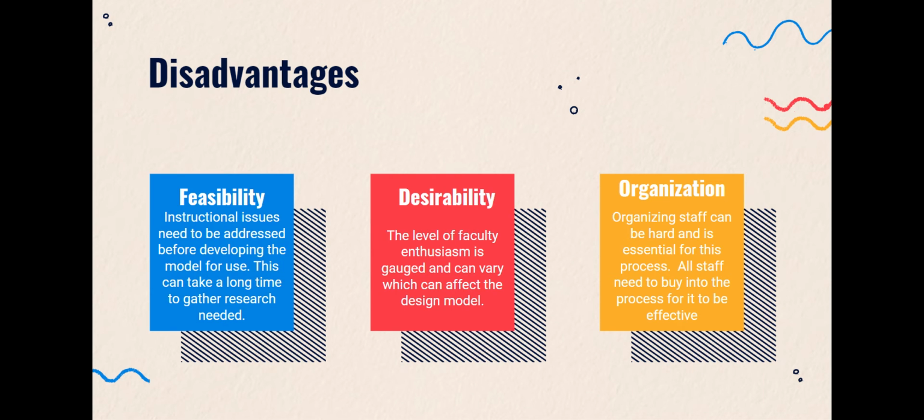Some disadvantages are, through that phase one, the feasibility. Being able to address all of the issues needed in the model can take a long time to gather research and to go through the many revisions of the process. Desirability: the level of faculty enthusiasm is gauged and can affect the model. If you have faculty members that are not really buying into it, it's hard to get good results. And then organization: organizing a lot of staff members can be really hard with everyone's different schedules, and also getting staff members to buy into that and work together to be effective.